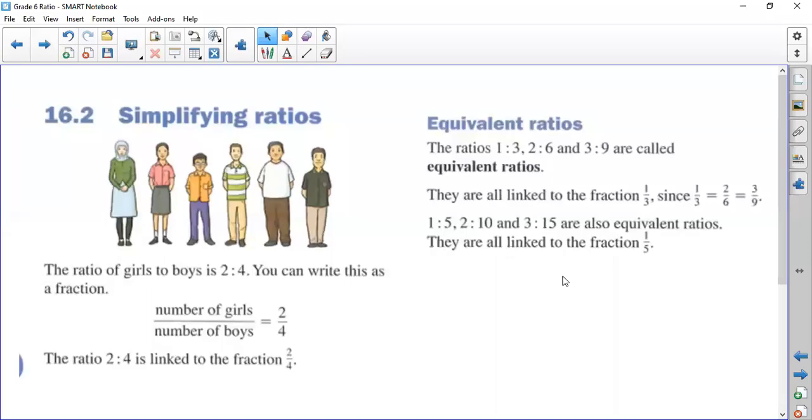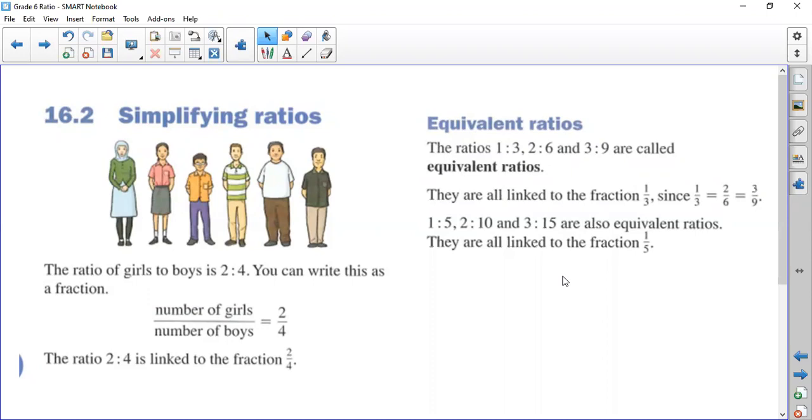Hello everyone. Today we'll talk about ratios. As we said the last time, the ratio is comparing two quantities. For example, in this figure, we can see that there are 2 girls and 4 boys. So the ratio of girls to boys is 2 to 4.